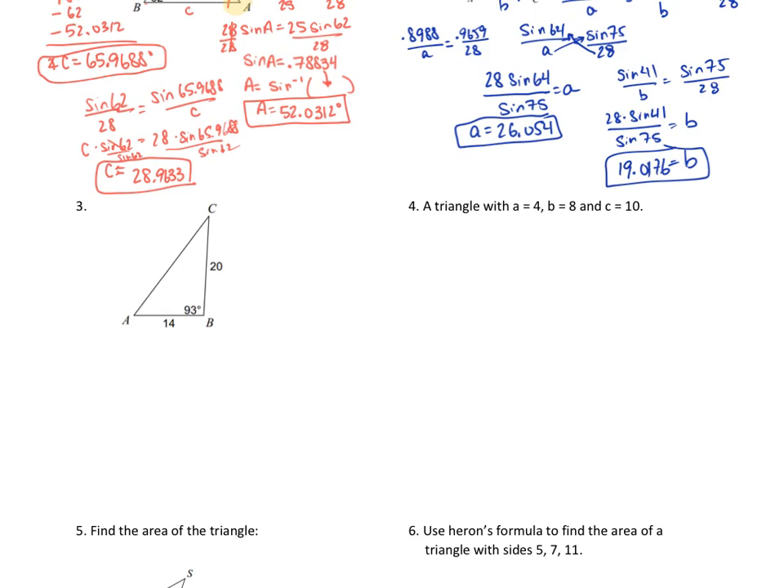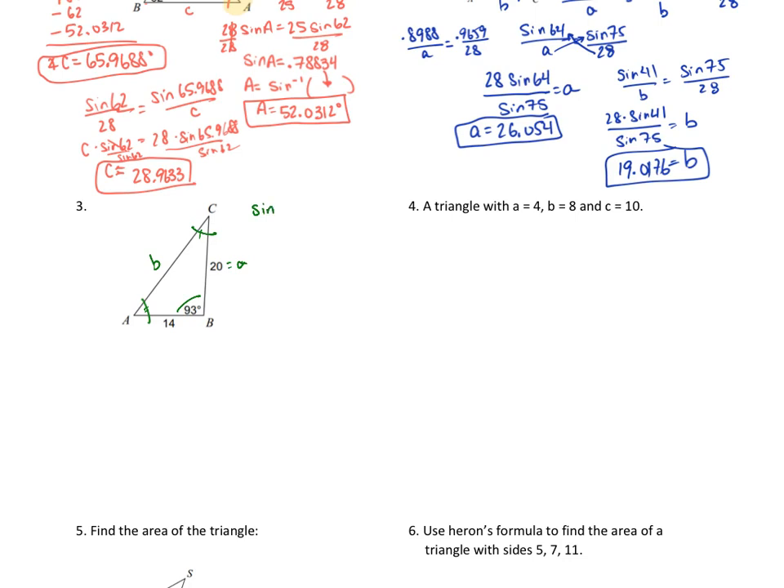Here's angle A, and we don't know what angle A is, but we know side a is 20. Angle B is 93, but we don't know what little b is. We don't know angle C, but we know that side c is 14. So it's not a right triangle. Can't use any of the right triangle stuff, so I move on to the law of sines.